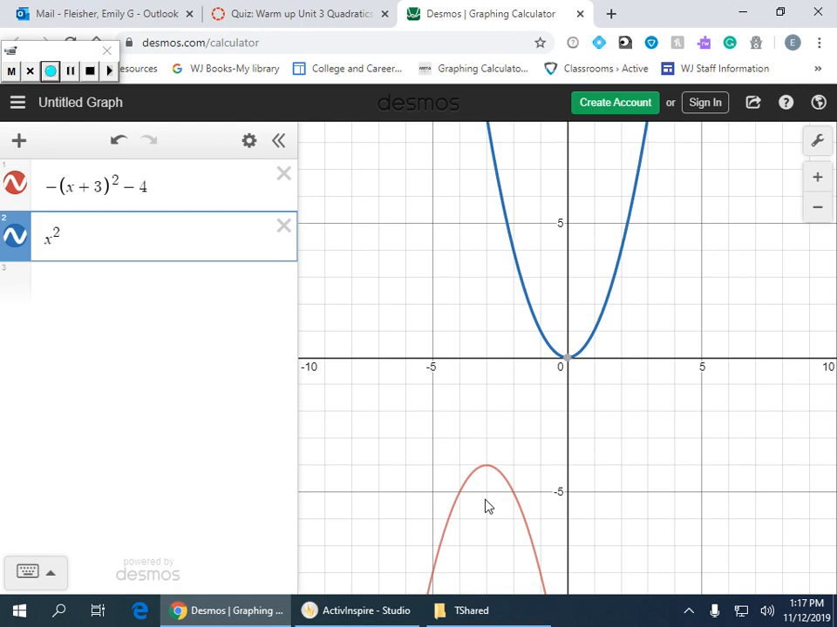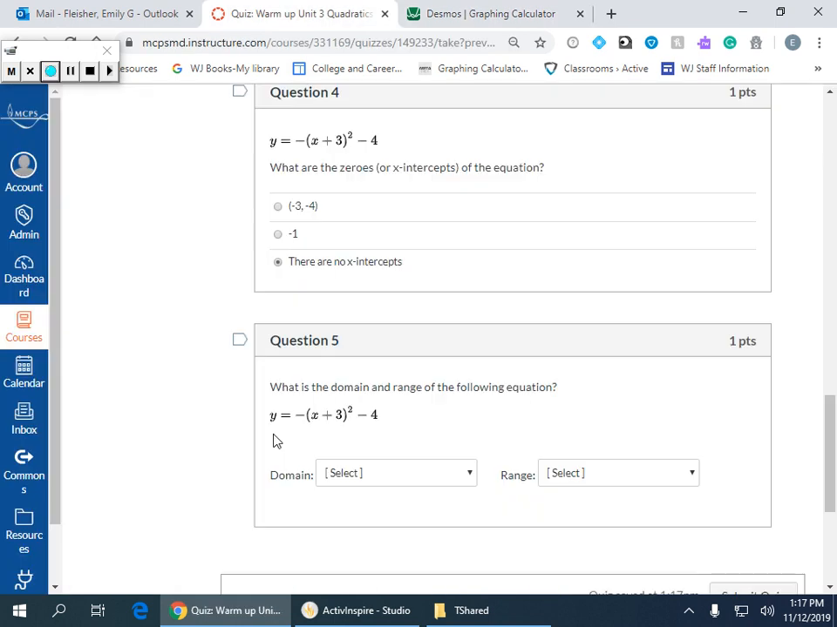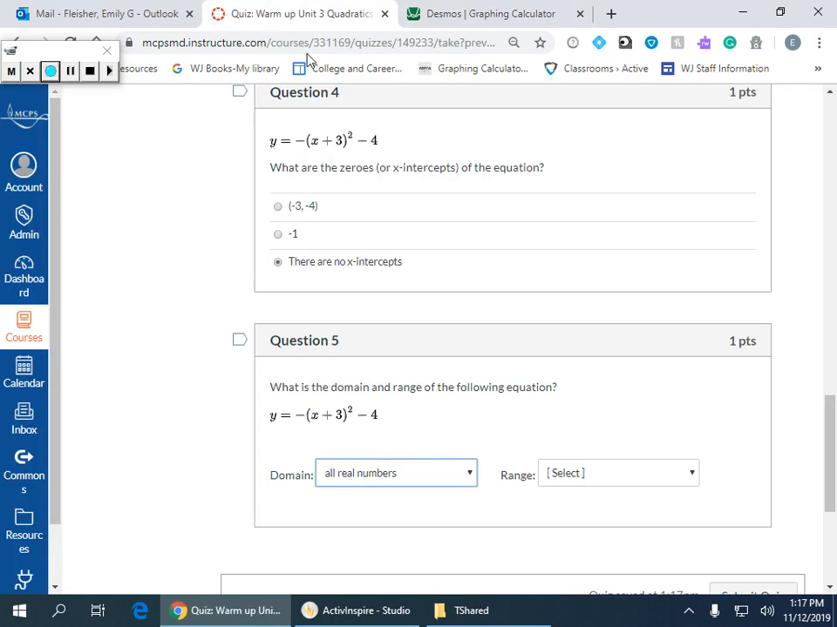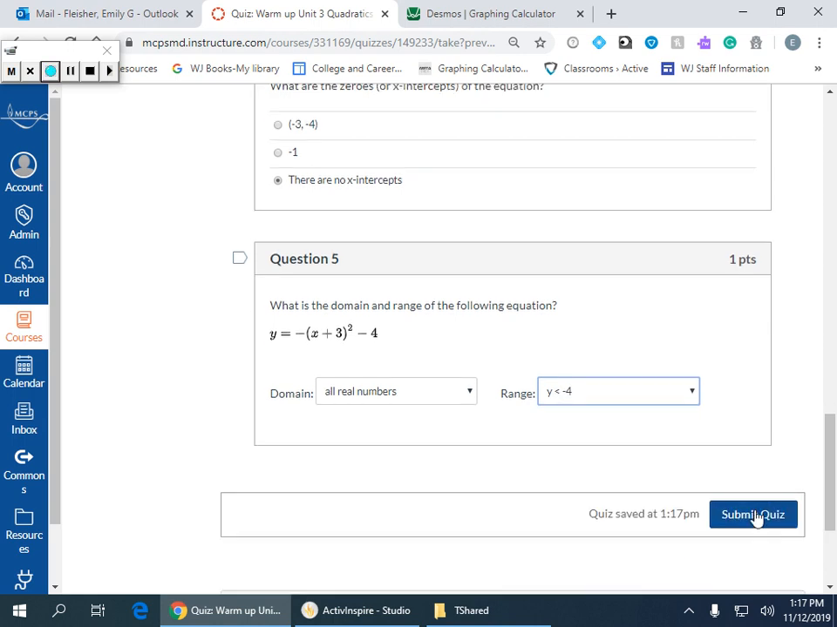What's the domain and range? Domain is always all real numbers. Now the range are the y values. This -4 is the highest y value that we have, and it's everything below it. So there are all these other negative numbers, -5, -6, -7, -8, and so forth. So it should be y is less than or equal to -4, and then you would submit.